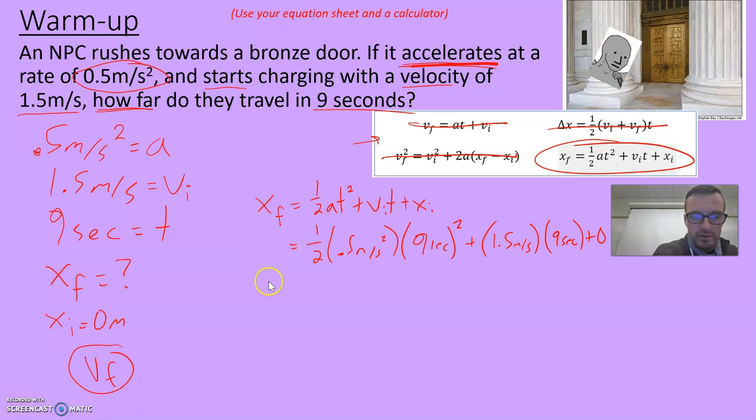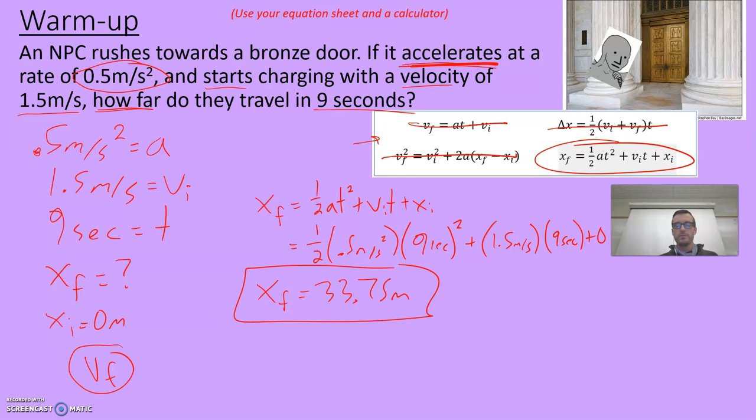Why don't you go ahead and pause the video, grab your calculator. You can use the TI-83 on your computer or the calculator you have at home. Go ahead and pause the video right now and solve for the final position. And if you do it correctly, you should be getting 33.75 meters. That's how far they traveled in 9 seconds.